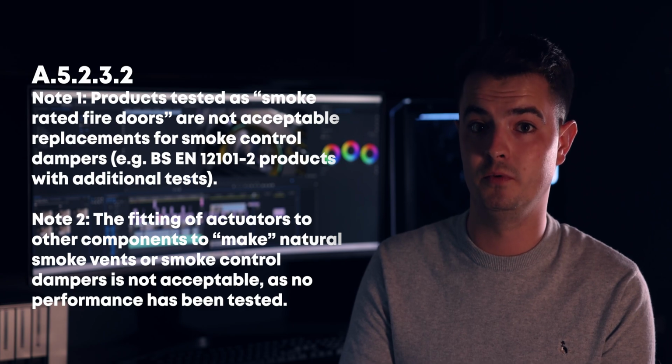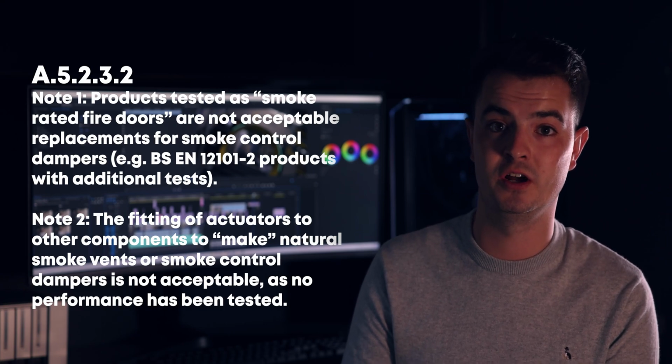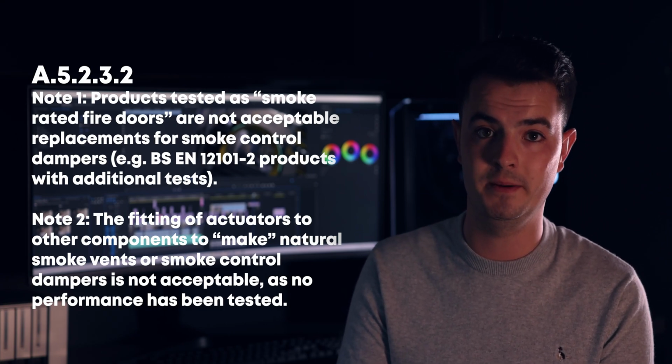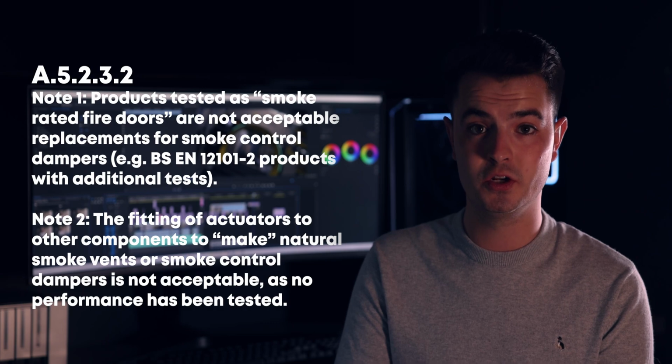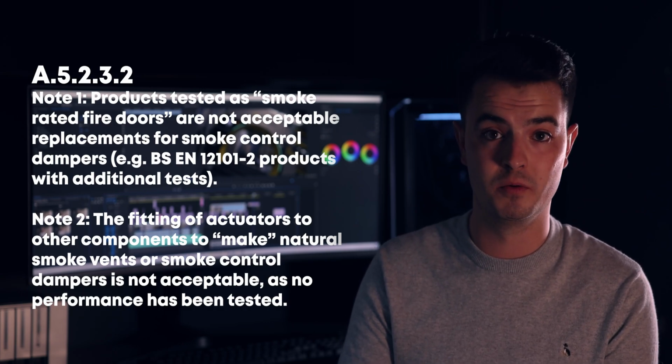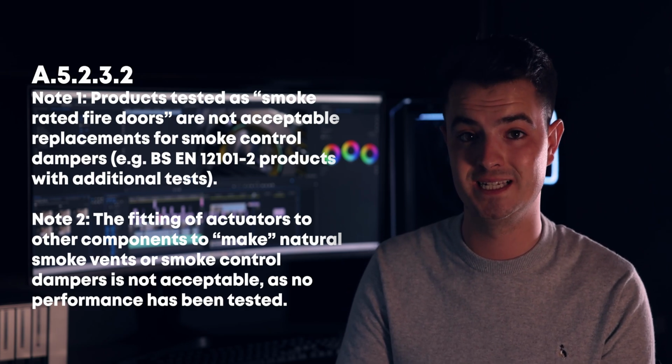The next big change is found in the notes to A.5.2.3.2. Note 1 states, products tested as smoke rated fire doors are not acceptable replacements for smoke control dampers, e.g. BS EN 12101 Part 2 products with additional tests. Note 2 states, the fitting of actuators to other components to make natural smoke vents or smoke control dampers is not acceptable as no performance has been tested. This finally clears up the acceptability of site installed actuators or window actuators. Whilst it's been patently obvious in BS EN 12101 Part 2 that these solutions are non-compliant, this update makes it very clear that these are not acceptable replacements.